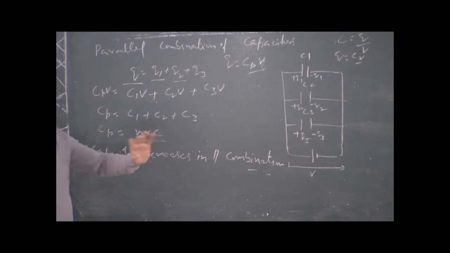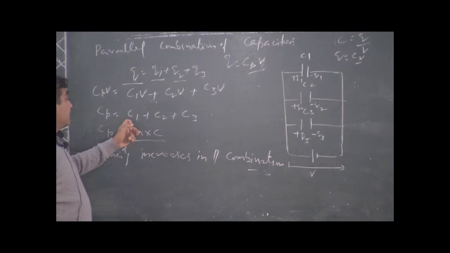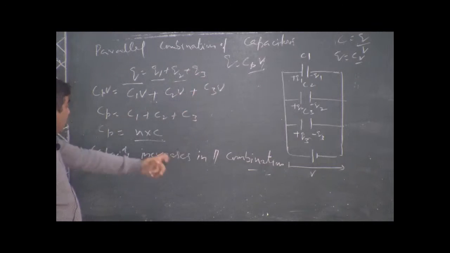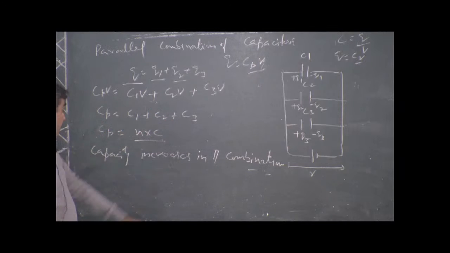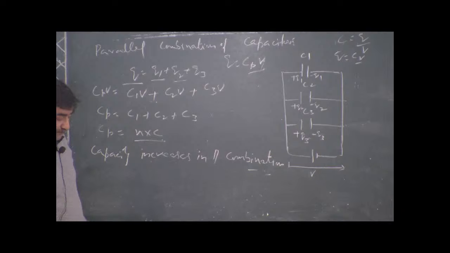If we are having n capacitors, each of capacity C, then this Cp will be equal to C plus C plus C and so on up to n, so it will be equal to nC. So Cp will be equal to nC. So capacity increases in parallel combination.